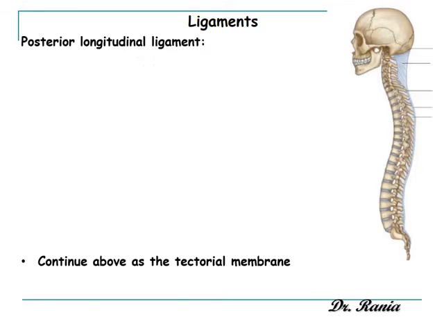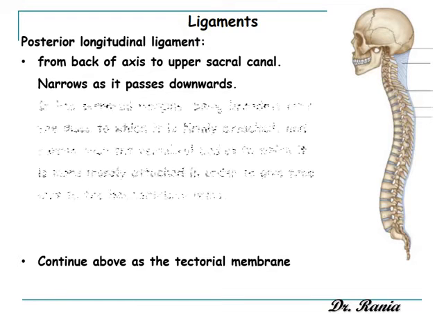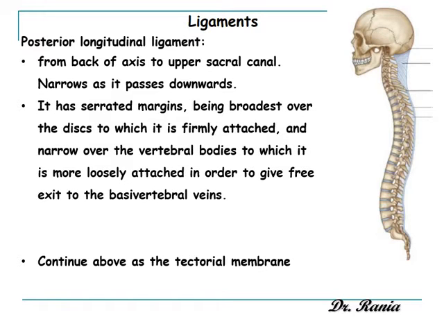Regarding the posterior longitudinal ligament, it starts from the back of the axis. It runs inside the vertebral canal till the upper part of the sacral canal. Contrary to the anterior one, it narrows as it passes downward. It has serrated margins. It is broad over the disc, to which it is firmly attached, and narrow over the vertebral body, to which it is more loosely attached to allow the passage of the basivertebral veins.